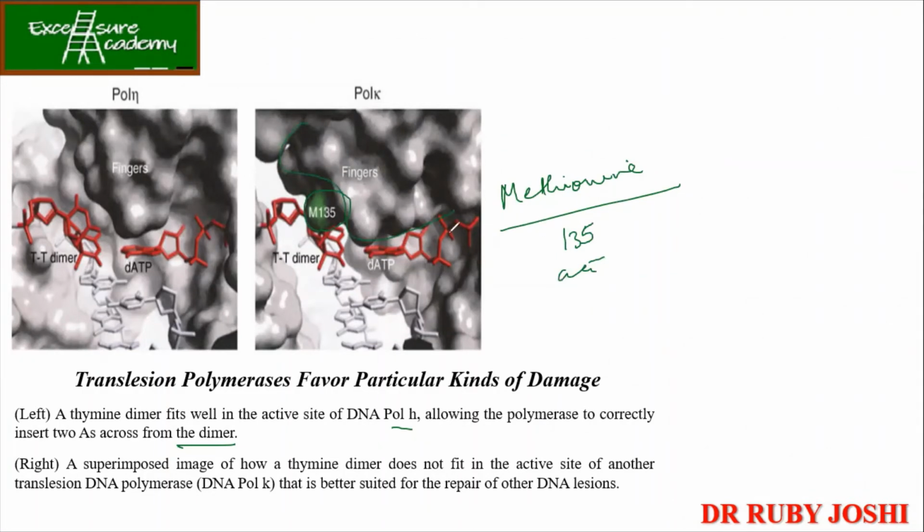It is because of the structural difference: the methionine is hydrophobic in nature, so it is coming out, and because of its side chain it is not allowing the thymine dimer to sit over there. Hence DNA polymerase kappa has less chance of repairing thymine dimer as compared to polymerase eta. So we have got translesion polymerases which favor particular kinds of damage. Maybe there are certain other kinds of damage where kappa is responsible more.